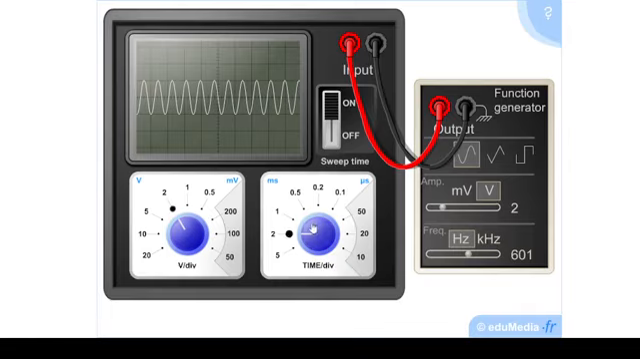If you convert to the frequency scale, it is 1 by t. Whatever the frequency you apply, approximately you will get the same frequency. In this way we can measure the voltage and time using CRO.